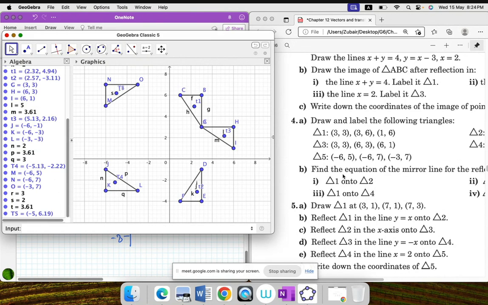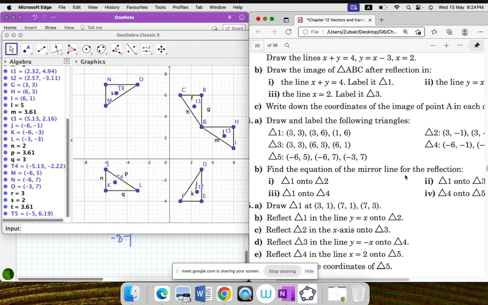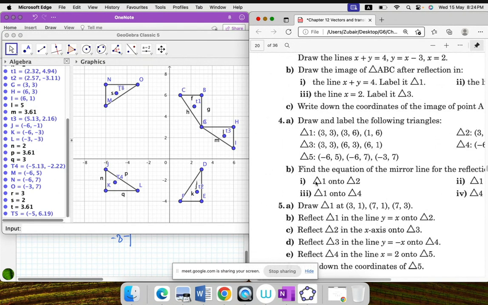Okay. Now part B says find the equation of the mirror line for the reflection 1 to 2. So I can see this one is 1 and this is 2. So when we look at these two triangles, I see this is at 3 and this is at minus 1. So the distance between them is a total of 4. So from 3 I come down 2 points and I reach 1. So this is y is equal to 1.